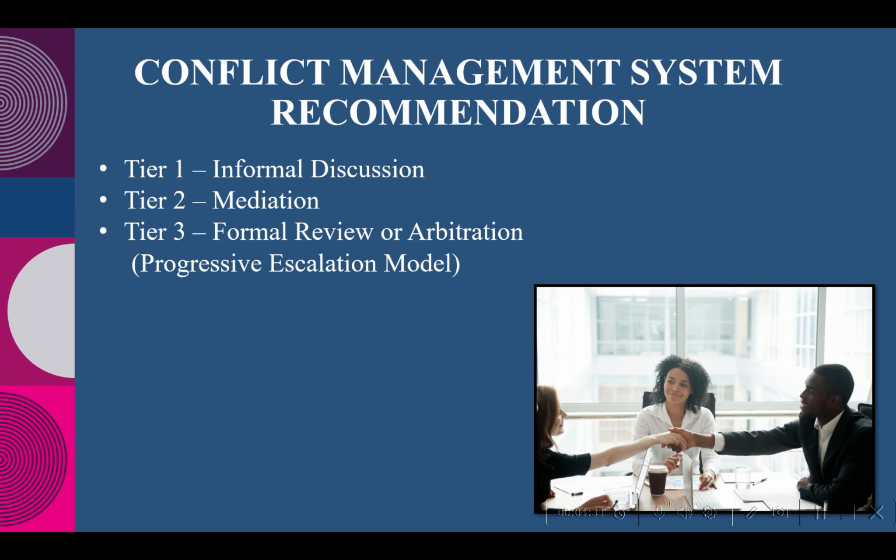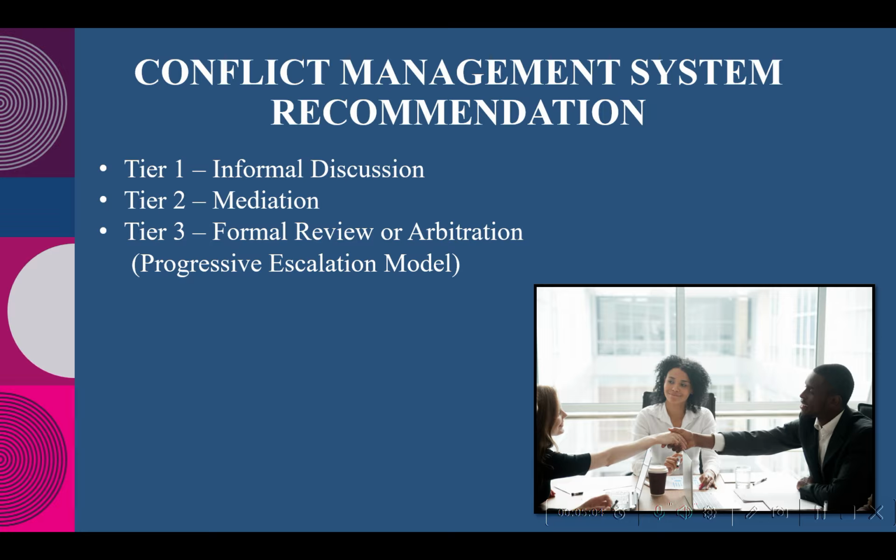Based on the four resources, I recommend implementing an integrated conflict management system structured in three tiers of intervention. This structure represents a progressive escalation model, meaning that the conflict is addressed at the lowest appropriate level before moving to more formal processes. This approach directly reflects the layered system of intervention described in Chapter 8 of our course textbook, where conflict moves from informal discussion to assisted resolution, and only then to formal adjudication if necessary.